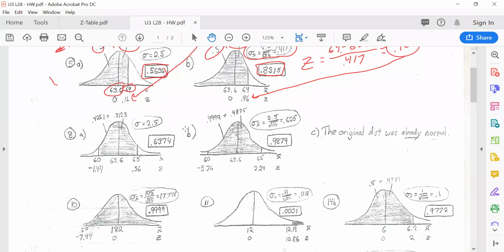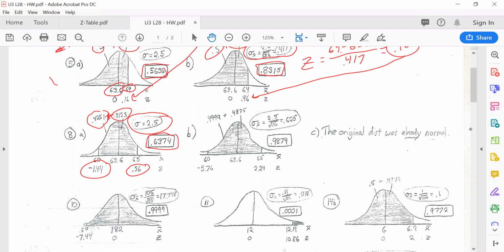All right, so for part A, one woman again, I divided by the standard deviation of 2.5. That gave me z-scores of 0.56 and negative 1.44 respectively. That gave me areas of 0.4251 and 0.2123. I added them together and got my answer.